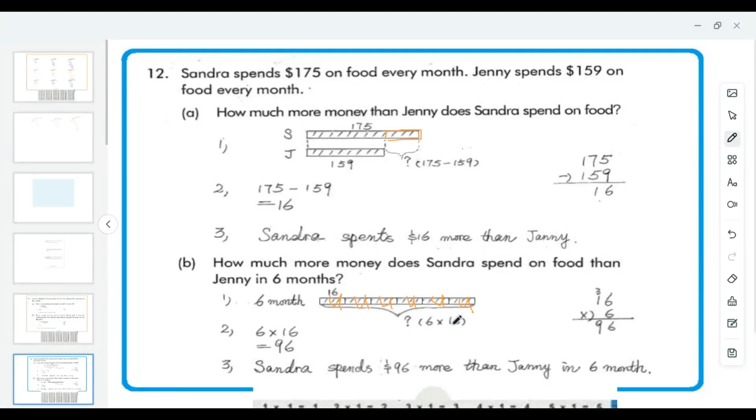So 6 times 16. Then second step, we can just write down 6 times 16. And then we work it out from here. We get it's 96. So it's equal 96. Third step, we write a word answer. Sandra spends $96 more than Jenny in 6 months. Okay?